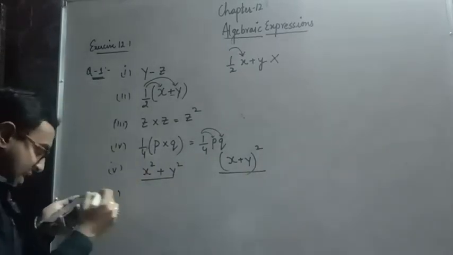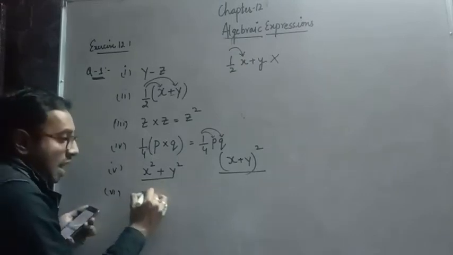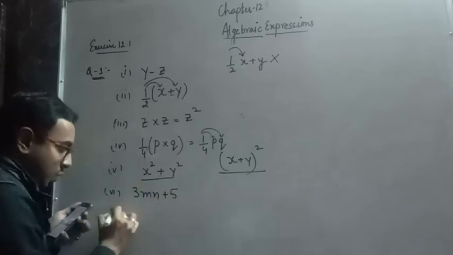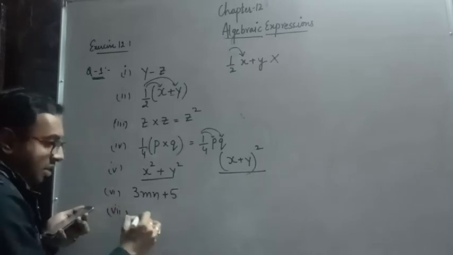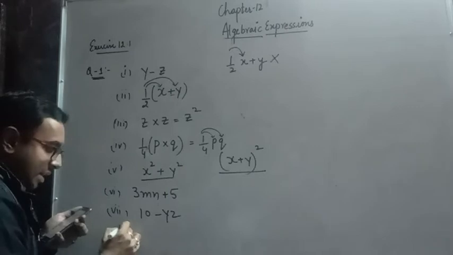Okay. Next, sixth part. The number 5 added to 3 times the product of m and n. Product of m and n, 3 times, and number 5 is added. This is what the statement is. Next, the product of numbers y and z subtracted from 10. 10 minus the product. This is the last one.